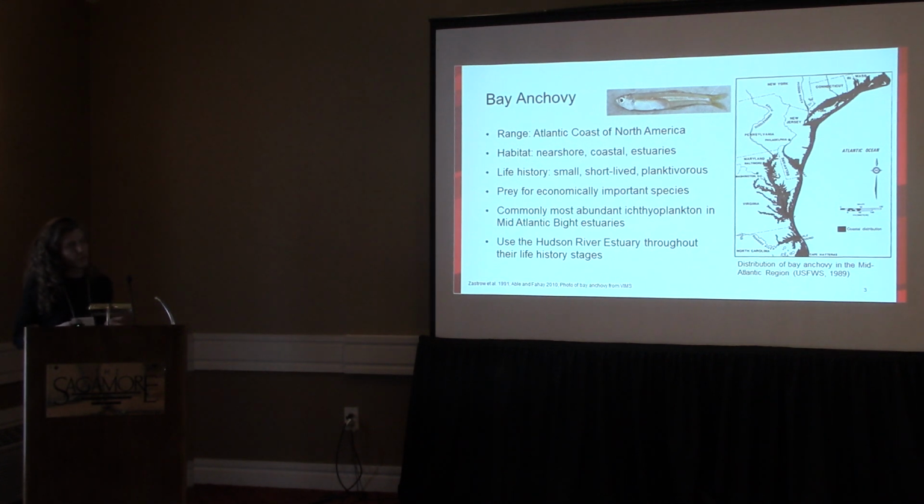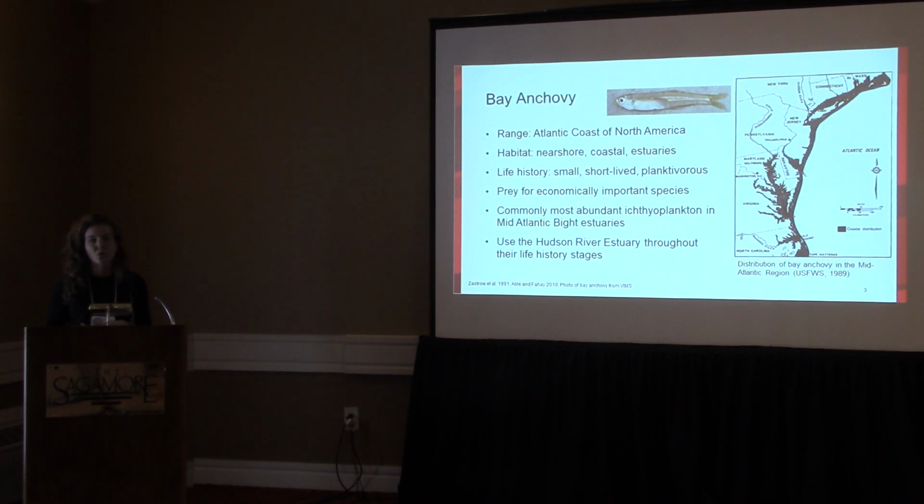So bay anchovy are a small coastal forage fish. They're found along the Atlantic coast of North America, which you can see in the figure there in the black shaded region. In U.S. waters, they're typically not found north of Cape Cod. So the Hudson River estuary is often considered the northernmost extent of their range.